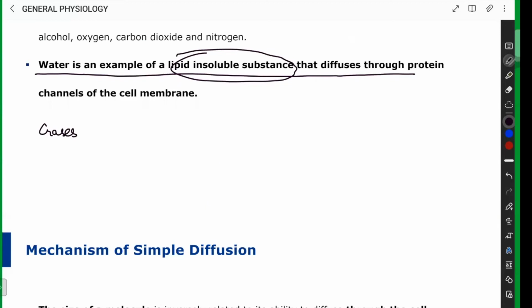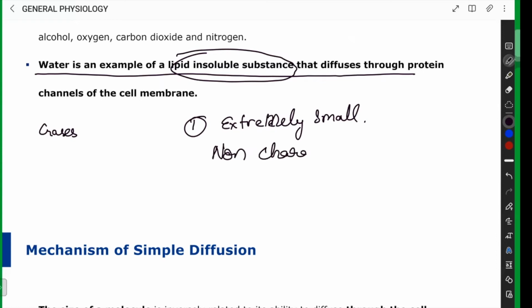So always remember the properties of the solutes which are going to enter. Your solutes must be extremely small and non-charged. It shouldn't be a charged molecule. Why? Whenever there is a charge, there is going to be a sphere of hydration. Whenever there is a sphere of hydration, it becomes lipid insoluble and cannot enter the lipid bilayer by simple diffusion.